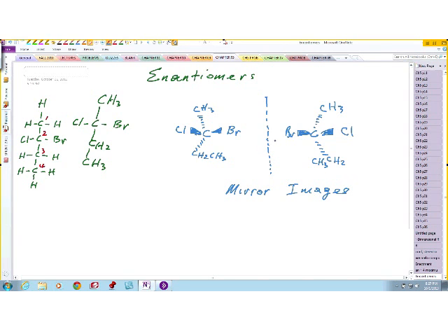Now, if you try to superimpose them, you would not be able to. What do we mean by superimpose? If, for example, you just slide this molecule here to here, and you try to align all of the groups or atoms so they coincide with each other, you cannot do it. And that is why I gave you this model here to look at. You cannot do it.